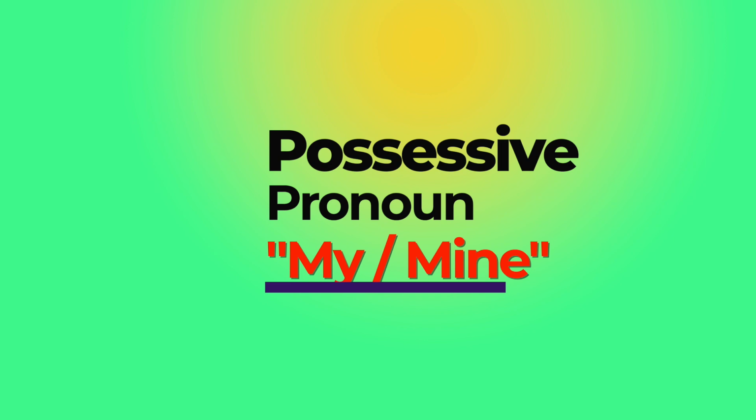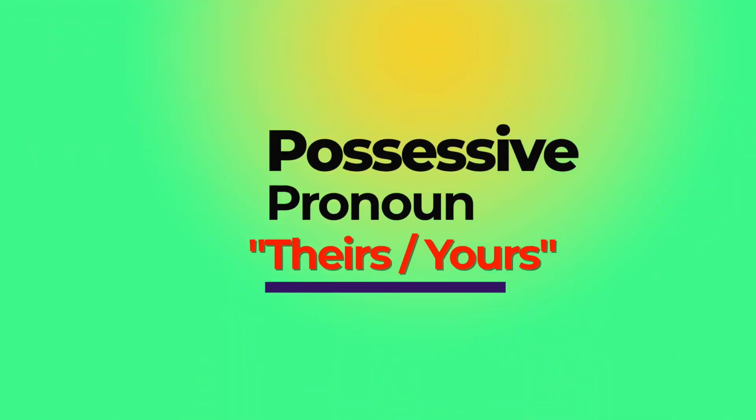Possessive pronouns, ours. To sign this, simply take your dominant hand, place the thumb right up against the chest, go around until the pinky touches the opposite portion. That's how you would sign ours. Possessive pronouns, my or mine, just like this. Possessive pronouns, theirs or even yours plural, just like this.